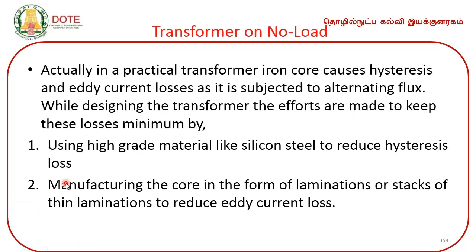Now, we will see the transformer on no load. Actually, in a practical transformer, the iron core causes hysteresis and eddy current losses, as it is subjected to alternating flux. While designing the transformer, efforts are made to keep these losses minimum by using high grade material like silicon steel to reduce hysteresis loss. Number 2, manufacturing the core in the form of laminations or stacks of thin laminations to reduce the eddy current loss.